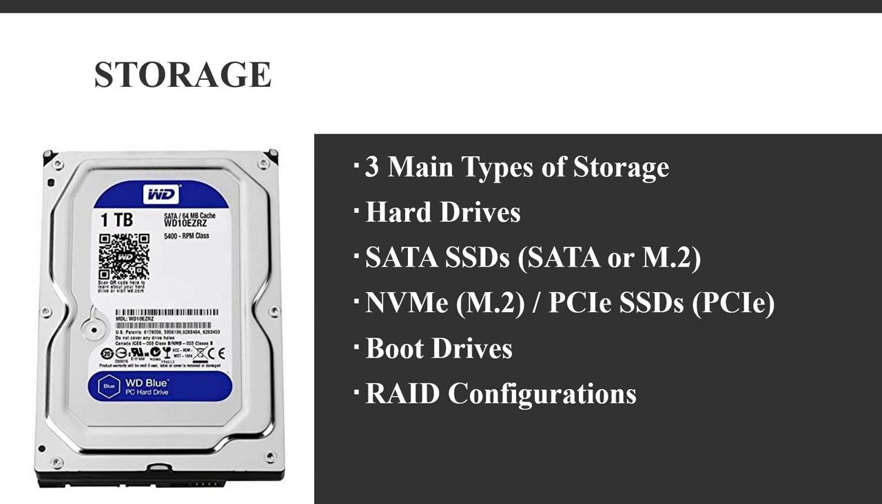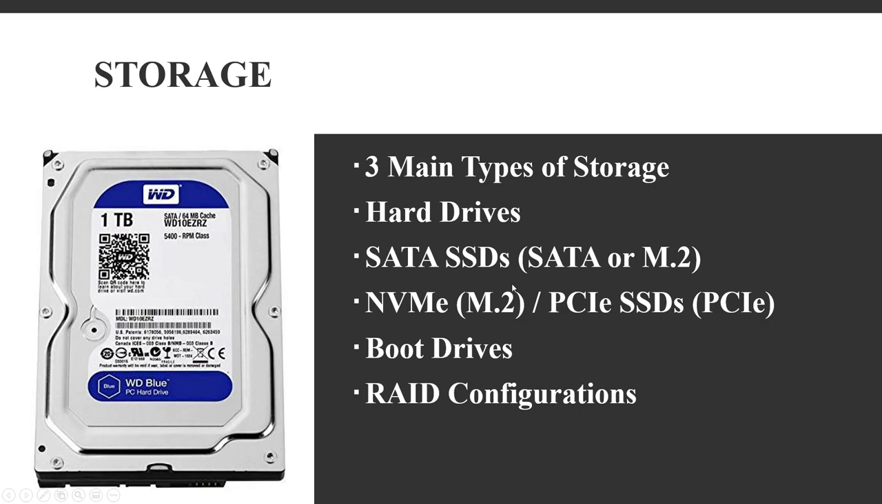So if we look at a storage drive here, we've got three main types of storage that are going to be important to know. We have hard drives, SATA SSDs, or SATA, however you want to pronounce it. SATA SSDs come in both SATA or M.2 form factors. And then we also have NVMe SSDs in the M.2 form factor, and PCIe SSDs that connect through a PCIe slot. Now, typically, hard drives are the slowest, SATA SSDs are the middle ground, and NVMe SSDs and PCIe SSDs are the fastest. There are also multiple generations of NVMe nowadays. The most common generations are Generation 3 and Generation 4.